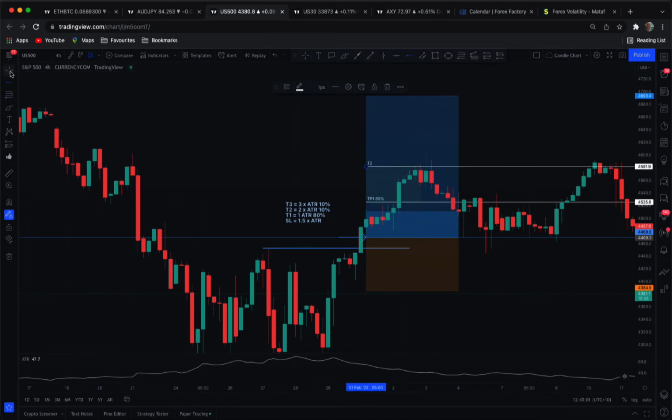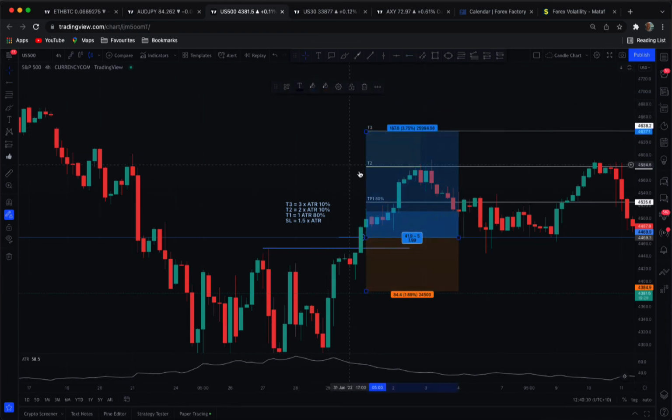And then target 3. We can just grab our parallel tool here. We know that that's our 1 times the ATR, so 3 times the ATR brings us to this level here. So there's our third target, which gives us slightly short of a 1 to 2 risk reward ratio. We're risking 1 to gain 2.